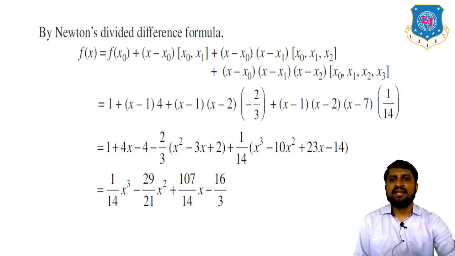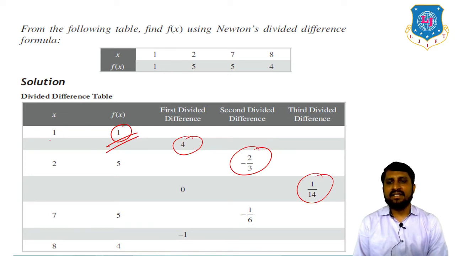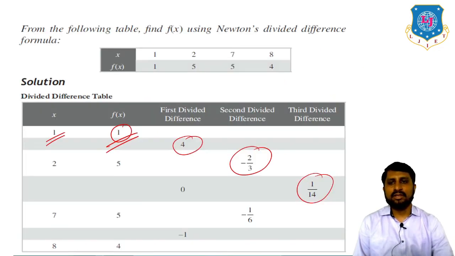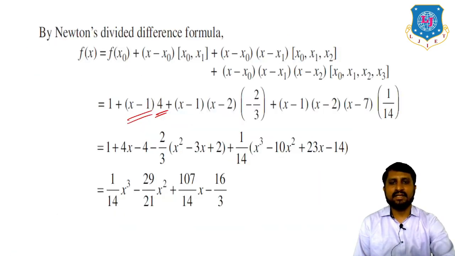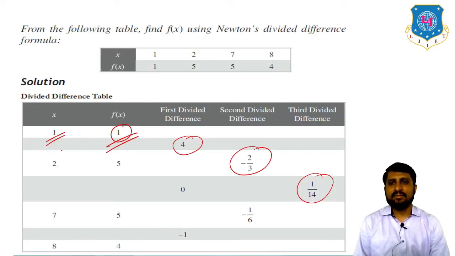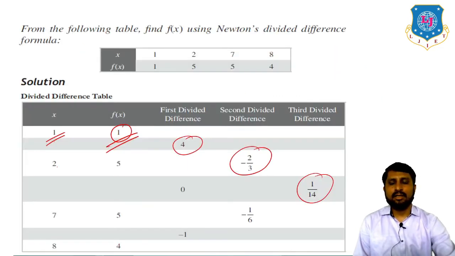So the first entry is f of x0, that is 1. Then the second term is x minus 1 into 4. The third term is x minus 1 as it is, x minus 2 into minus 2 by 3. Then x minus 1, x minus 2, x minus 7, into 1 by 14.